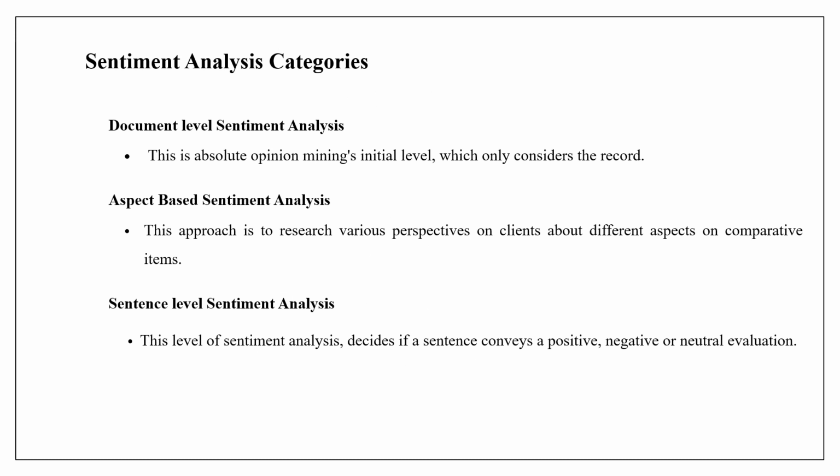Sentiment analysis categories. Document level sentiment analysis, aspect based sentiment analysis, and sentence based sentiment analysis. In document level sentiment analysis, absolute opinion mining is the initial level, which only considers the record. Aspect-based sentiment analysis. This is an approach to research various perspectives of clients about different aspects on comparative items. Sentence-level sentiment analysis. This level of sentiment analysis decides if a sentence conveys a positive, negative, or a neutral evaluation.